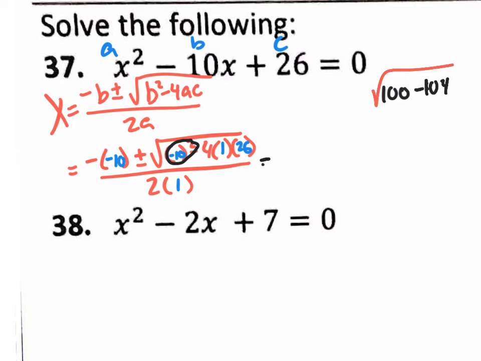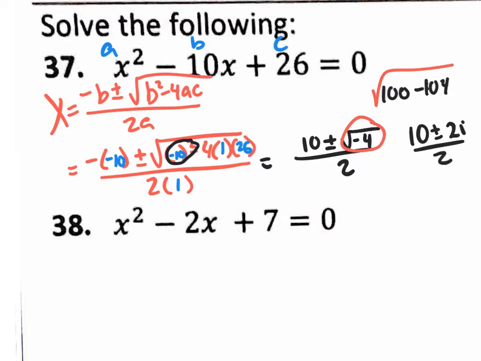So let me rewrite my whole thing here. We have a positive 10 plus or minus the square root of negative 4 all divided by 2. So what is the square root of negative 4? 2i, right? Okay, so 2i. So you have 10 plus or minus 2i all divided by 2.